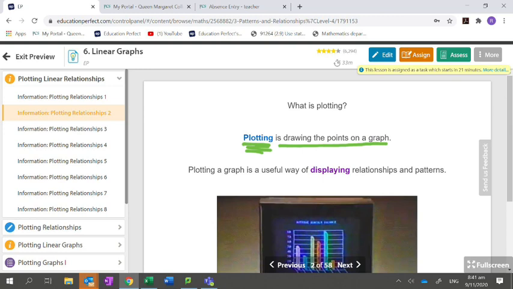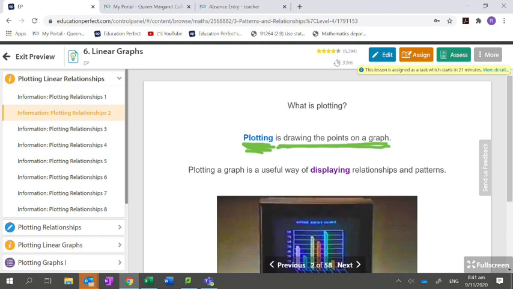And what happens when you're doing that is you're drawing a picture of the information that you have. Because if you look at just a chart of numbers, it's sometimes difficult to answer questions about just seeing a chart with some random numbers on it, right? But if we plot it or draw a picture of it, then there are some questions we can answer easily by looking at the picture, right? And we're going to be looking at that quite a lot, okay? So plotting simply means drawing the points on a graph. And of course, our graph is the Cartesian plane.